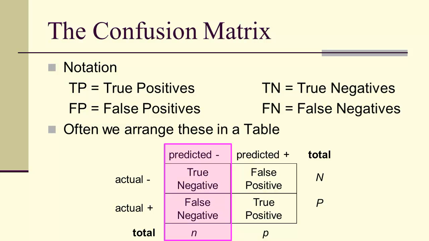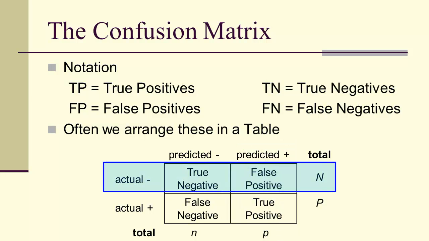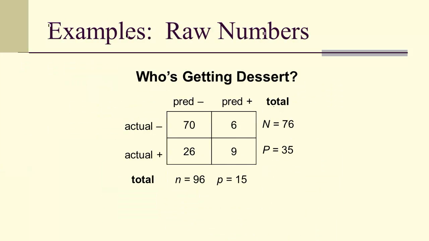And the true negatives plus the false negatives will give us the number that are predicted negative. And the true positives plus the false positives will give us the number that are predicted positive. And going the other way, of course, we'll get the positives and negatives, the capital N and capital P. So let's look at an example. Who's getting dessert? Here are the actual raw numbers.